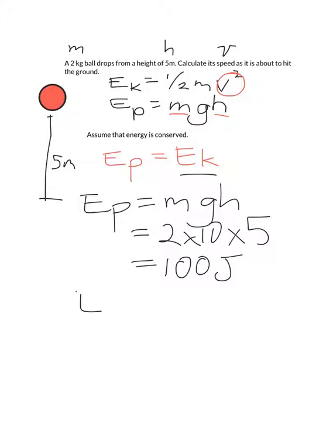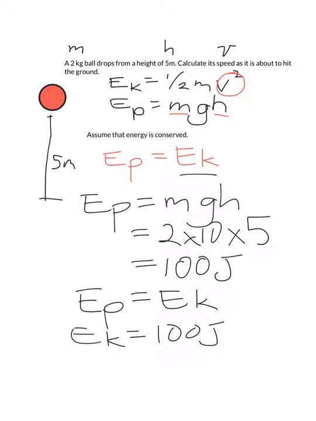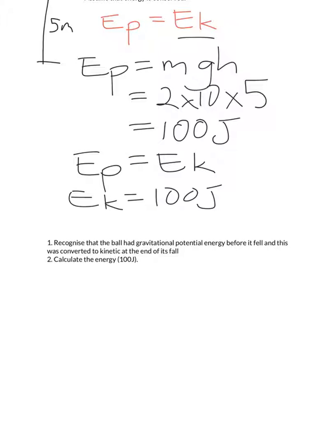So because we've said that gravitational potential is equal to kinetic energy, because we're assuming that energy is conserved, then we know that kinetic energy is also 100 joules. So the 100 joules of gravitational potential energy that was in the ball before it fell has been converted to 100 joules of kinetic energy at the end of its fall.